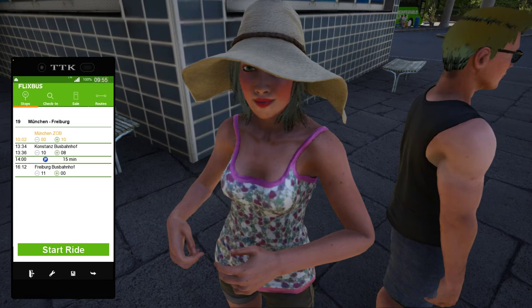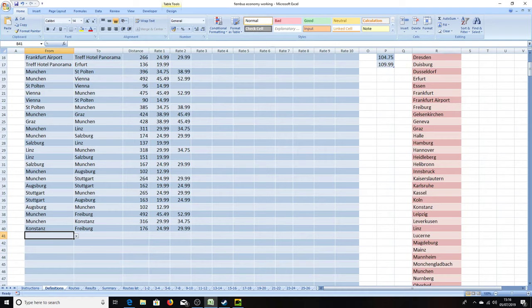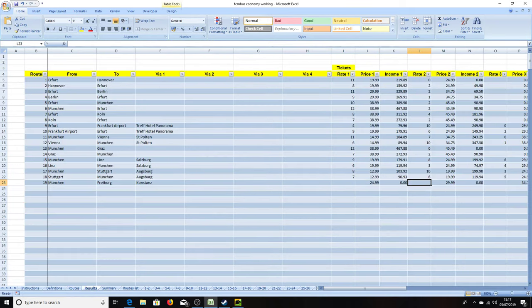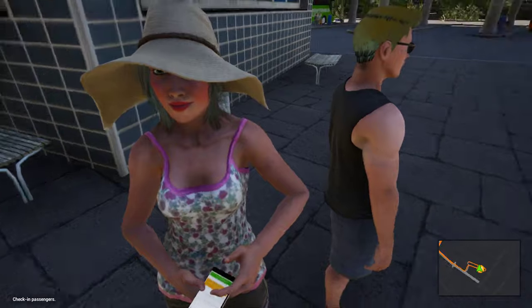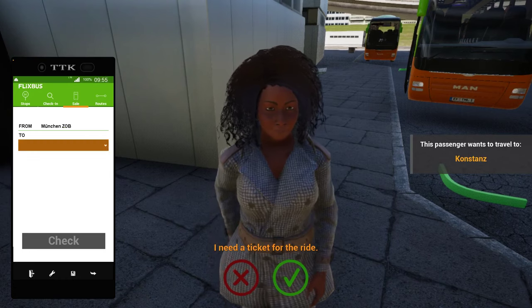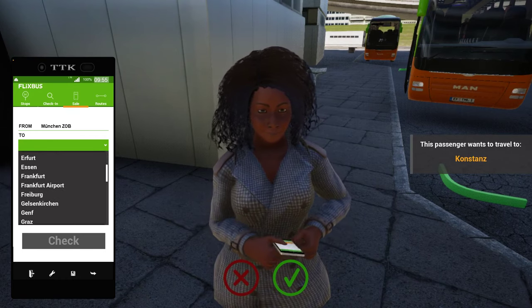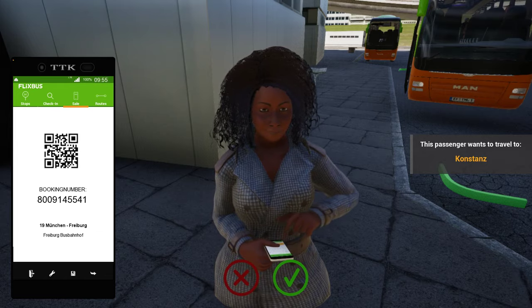Okay, let's do that. Now, what is the rate to Konstanz? München to Konstanz is 29. Okay. So we've got 8 of them. Don't know if there's anybody buying them yet. But we've got 2 of them. Okay, let's see if there's anybody buying tickets to Konstanz. Okay, this lady wants a ticket. Where are you going? Konstanz. There we go. There's our first one. She's got her phone out to pay.